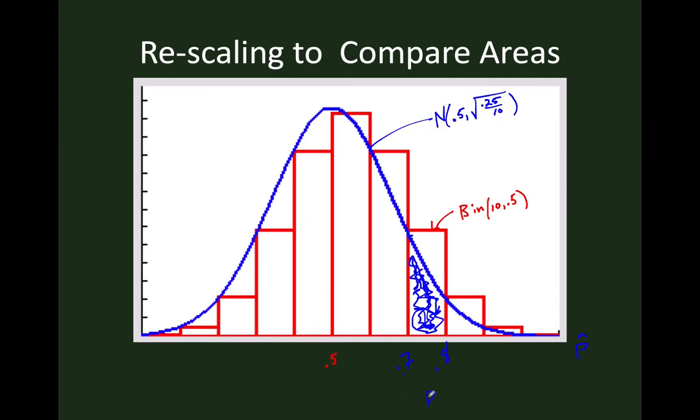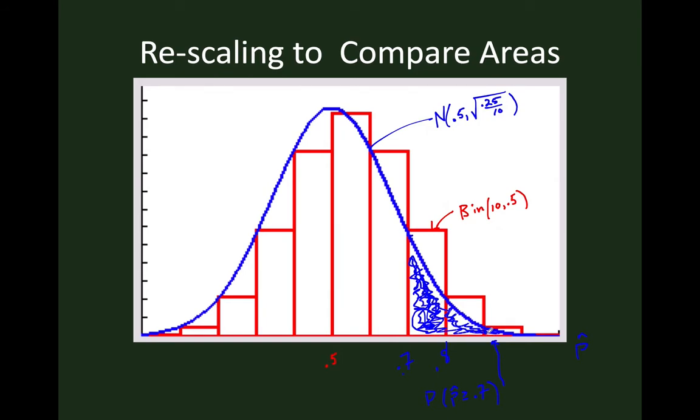We'd really be talking about the probability that p hat is at least 0.7, because that's the kind of language we use when we're talking about p-values and things like that. And so that would actually mean that we're shading that whole tail area.